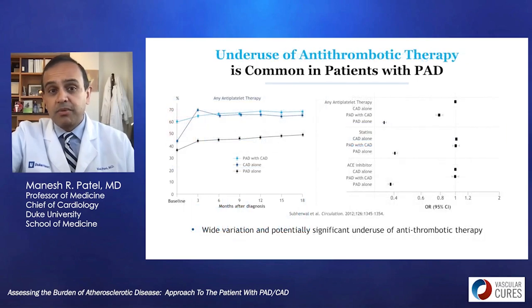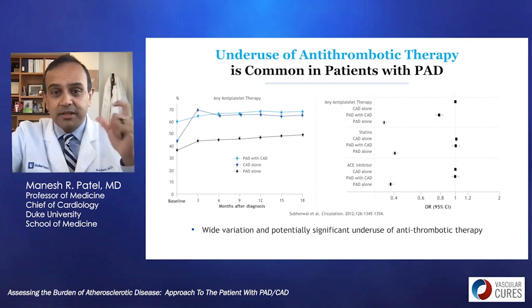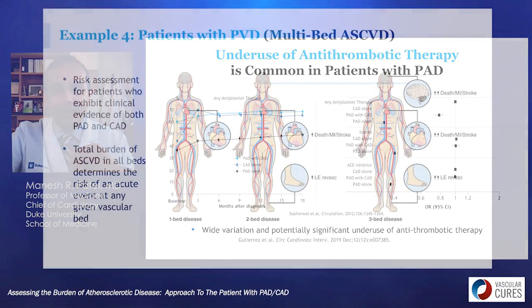This paper by Sumit Subbarwal also showed that, in fact, it's not just that they have lower use of these therapies, it's the trigger in the clinician's mind. Coronary artery disease seems to trigger use of these therapies. And if we use CAD as the benchmark, we see that patients with PAD alone, or even those with PAD plus CAD, actually get less use of those therapies, even though their burden of atherosclerosis is likely higher. And this is both with antithrombotic therapy, ACE inhibitors, and statins, as you can see on this slide.